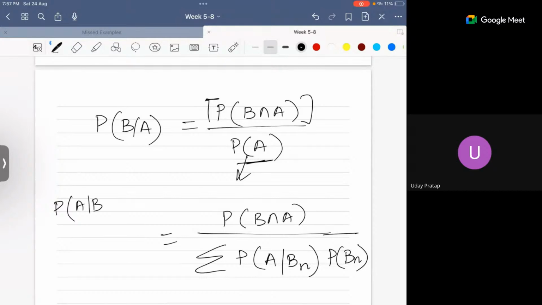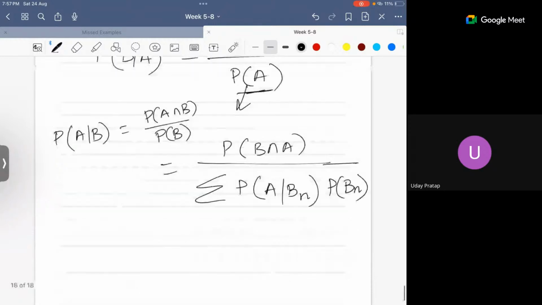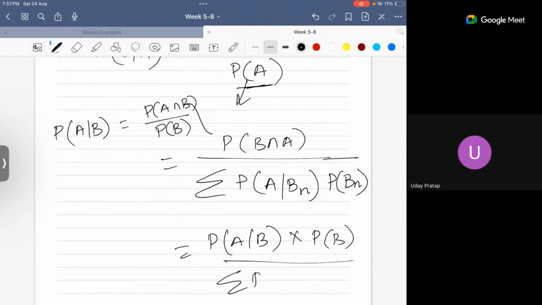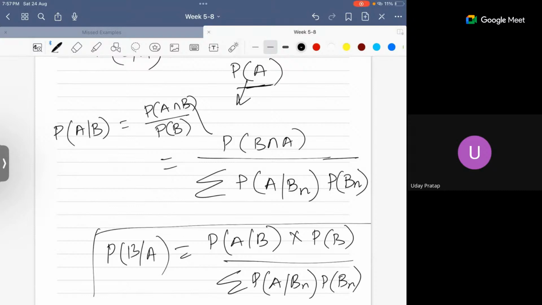You can directly calculate the probability of B given A, or you already know so many formulas right now. A given B, if you have, you can directly write probability of A intersection B as probability of B multiplied. So you can replace this value. It will be probability of A given B multiplied by probability of B, upon the summation of probability of A given Bn into probability of Bn. So this is Bayes formula.